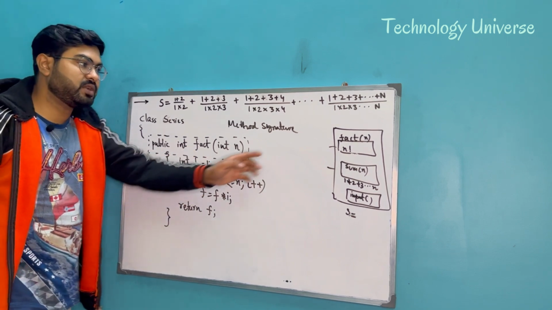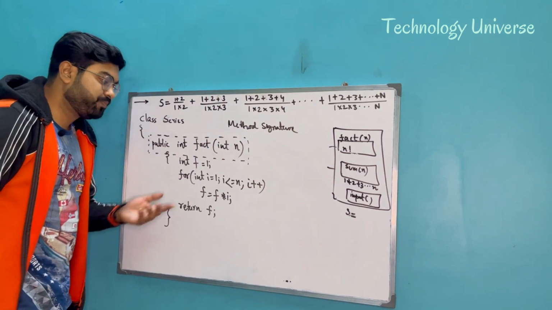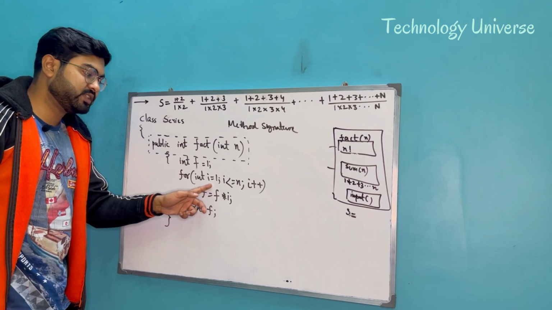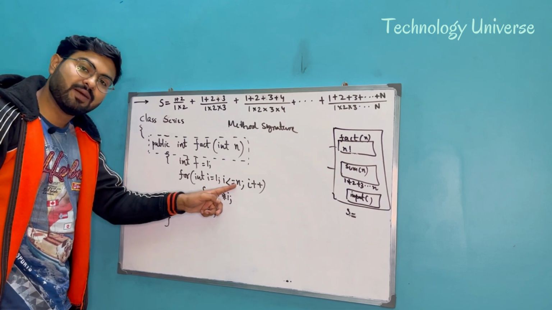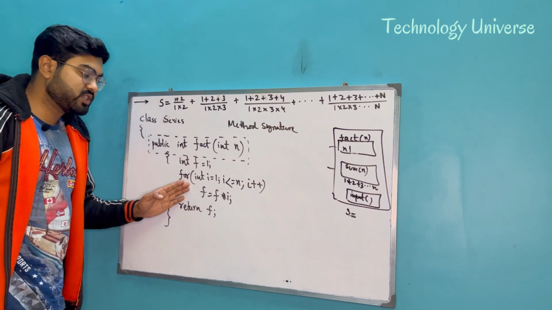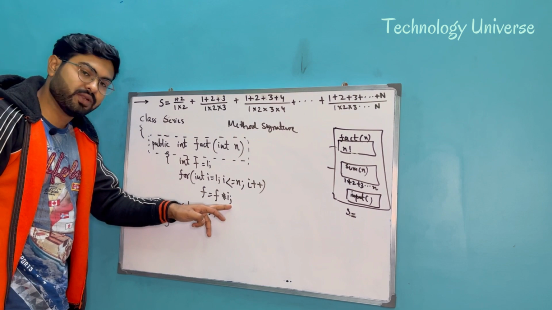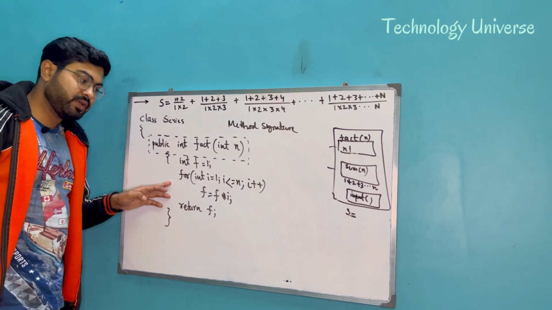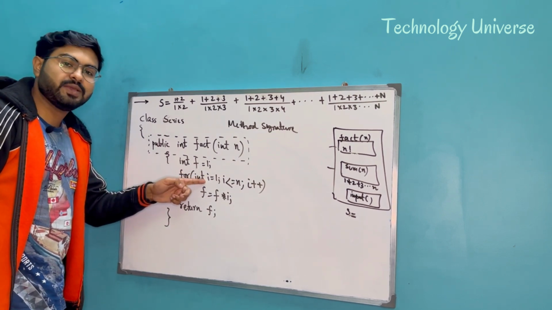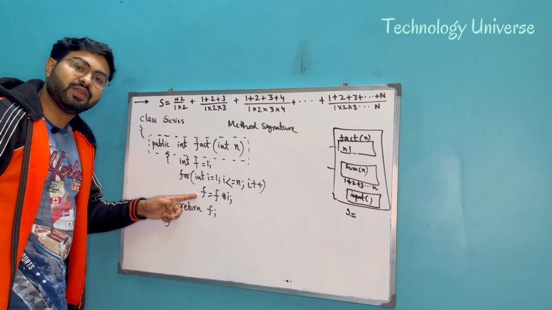So to generate these numbers like 1, 2, 3 up to that number, I have to run a for loop. The for loop starts with the initialized value 1 up to that number n, incrementing by 1. So the first value in the first iteration would be 1. So f would be f into 1, so 1 would be stored in f. Then i's value is getting incremented by 1, so i's value becomes 2, then f would become 1 into 2.